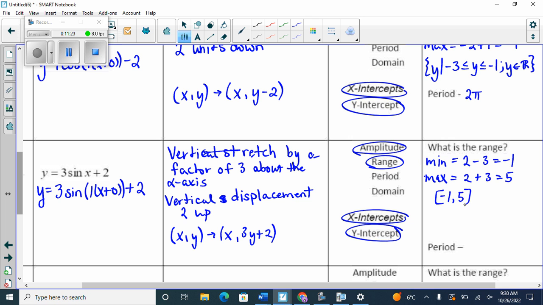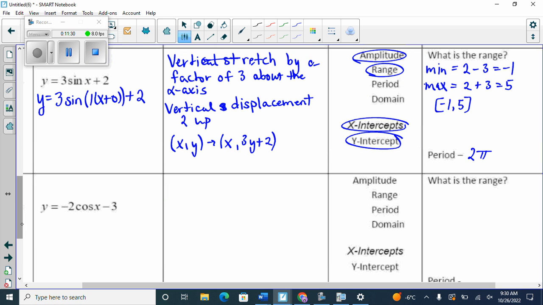Or you could have done it in sine rotation, period 2 pi. There's no horizontal stretch. This one, I have y equals -2 cos 1 x plus 0 minus 3. So I have a vertical stretch.